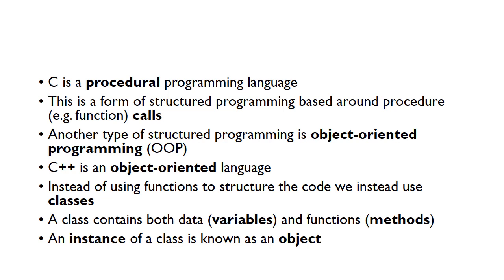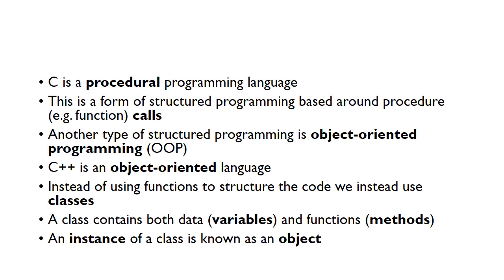Now this is where C++ comes in, because C++ is this object-oriented extension of C. So it's not possible to do object-oriented programming with C, but the C language is extended to make object-oriented programming possible, and this is what C++ is.